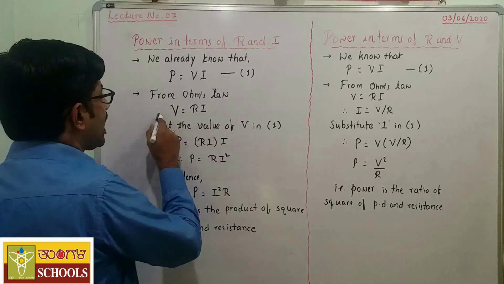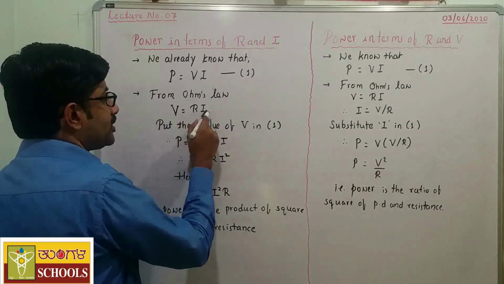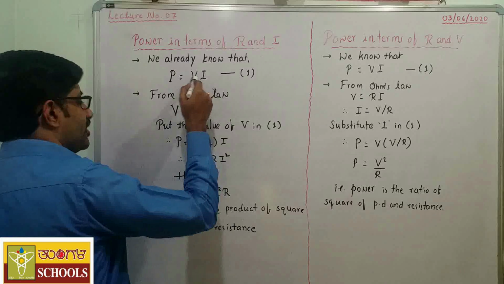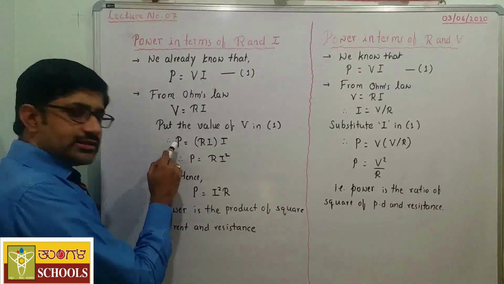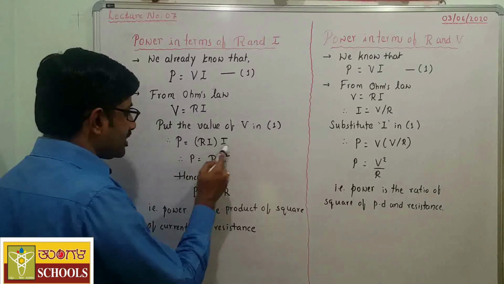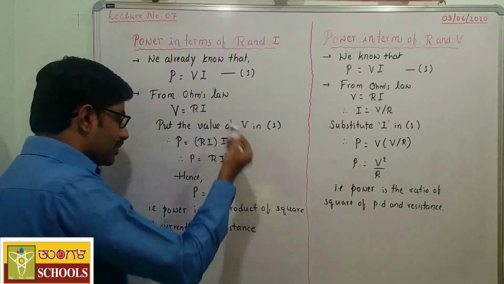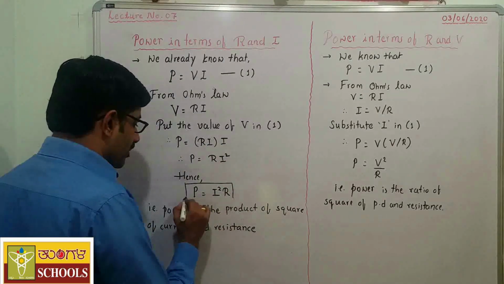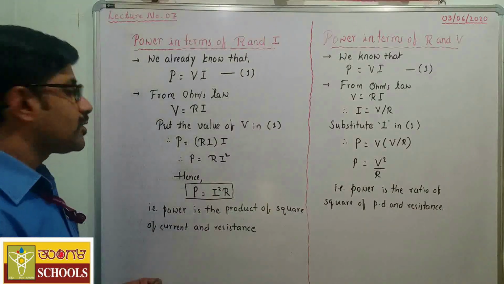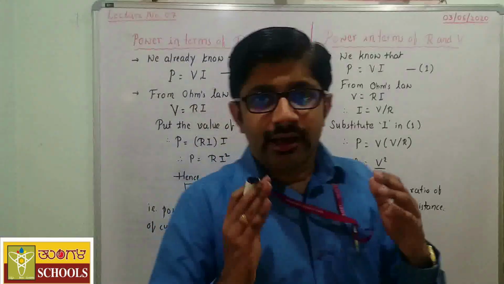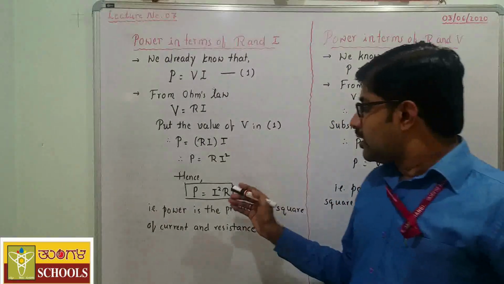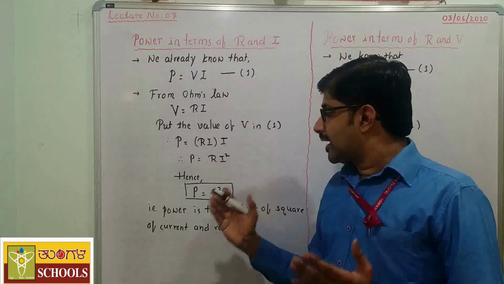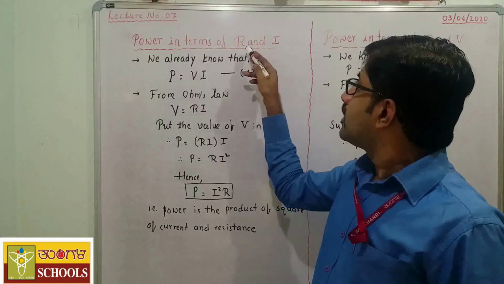Therefore, from Ohm's law, you can write V equal to R into I. After getting this value of V, substitute that in equation 1. That is, power P is equal to RI into I. Therefore, P equal to RI square. It can be rewritten as P is equal to I square R. That means the power is the product of the square of electric current and resistance. So power is I square into R. The product of I square into R gives you the electric power in terms of R and I.